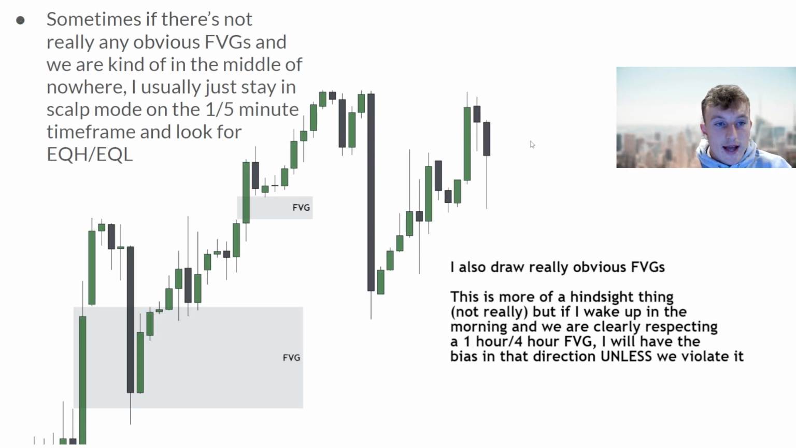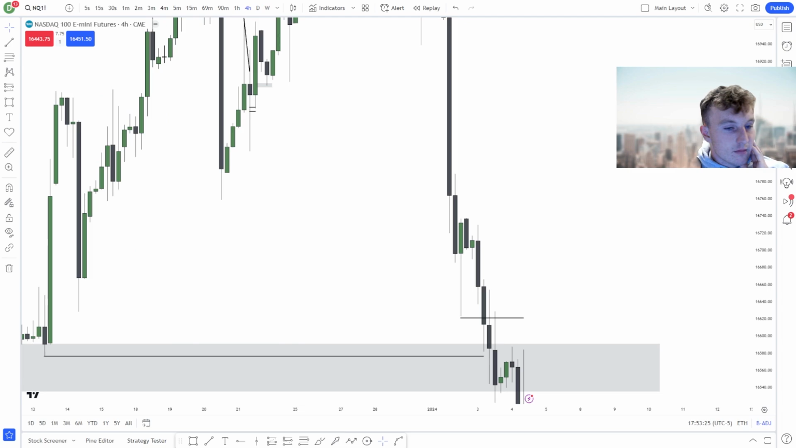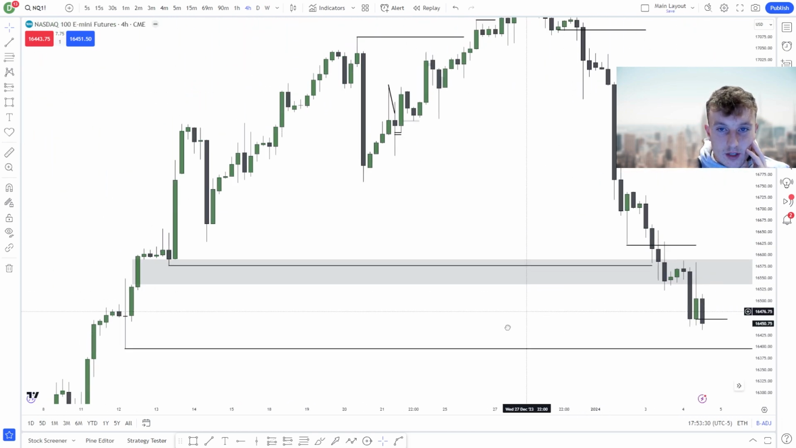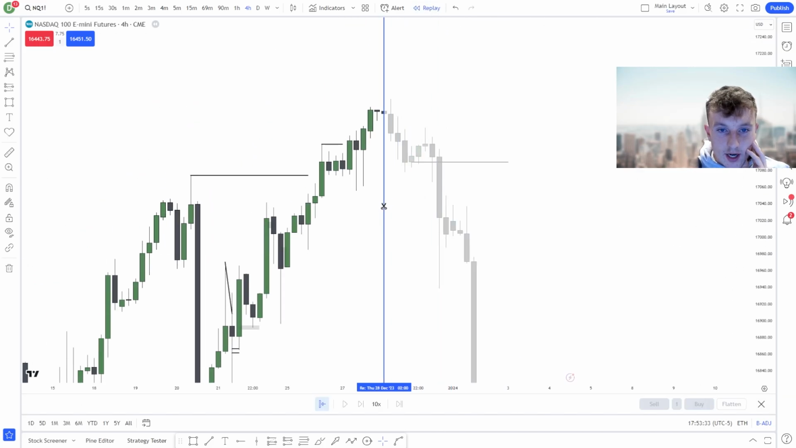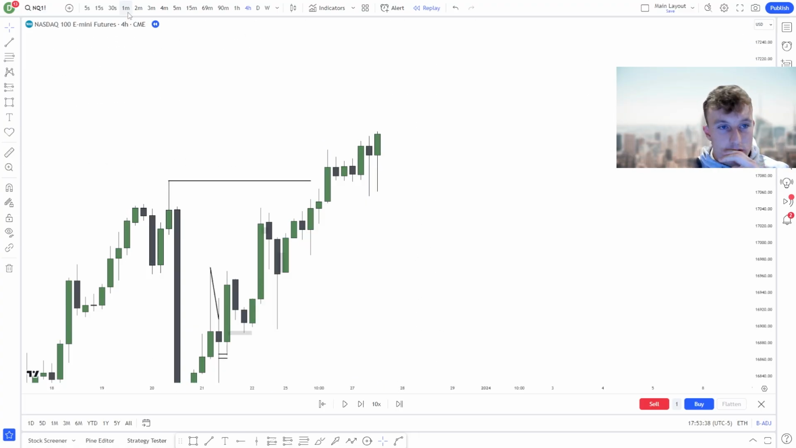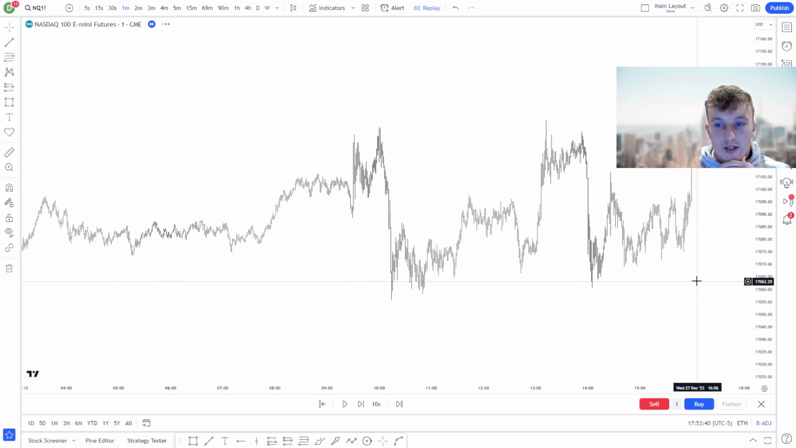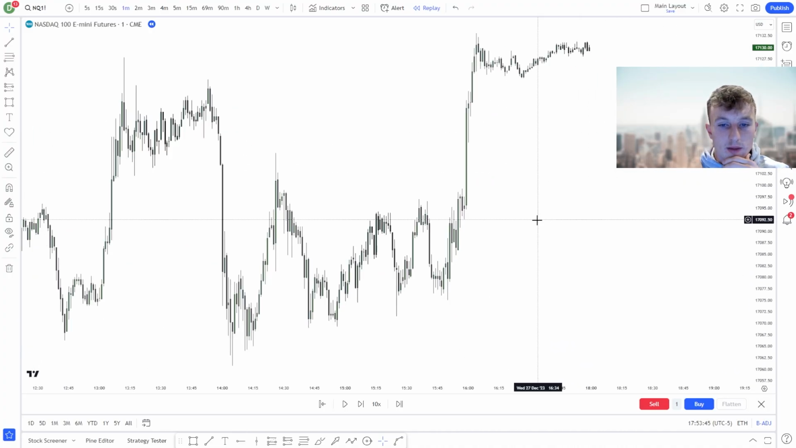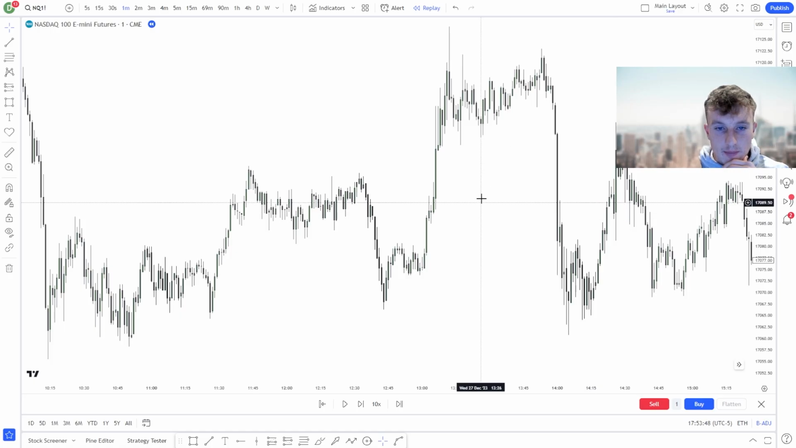So sometimes if there's not any obvious fair value gaps and we're kind of in the middle of nowhere, like I said, I just stay in scalp mode on the 1 or 5 minute time frame, and I'll just literally camp and wait for equal lows to form that day. So if I go to the candles over here, I was just waiting for a short over here because I knew we were really high, but I didn't know when to get it. So what I did on these days is I just went long, and it would always have to be some sort of equal lows or equal highs setup. So I'd be more mechanical.